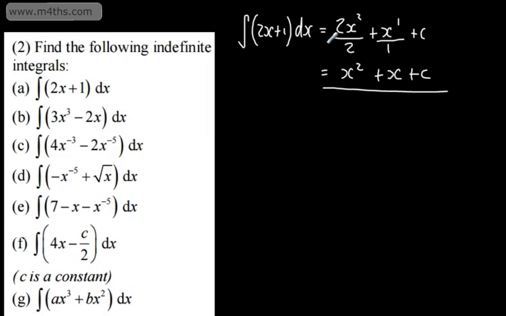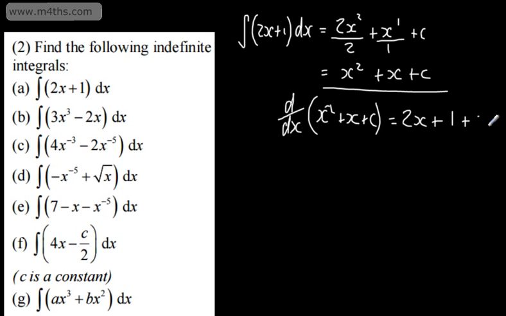The integral is essentially the antiderivative. So we're looking at finding a function that gave us the derivative 2x plus 1. If we differentiate x squared plus x plus c with respect to x, that's going to give me 2x plus 1 plus 0. We can see the 0 comes in, and that gives us exactly what we wanted. So all we're doing is reversing this.